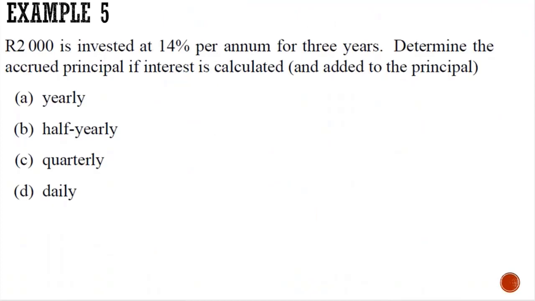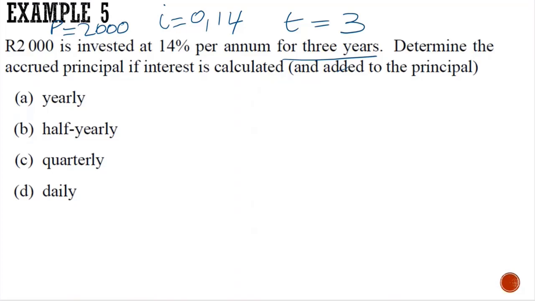We're not going to worry about that one. If ever you determine the accrued principal, here your t is in years, so your t is 3. Your interest is equal to 0.14, and then your P is equal to 2,000.